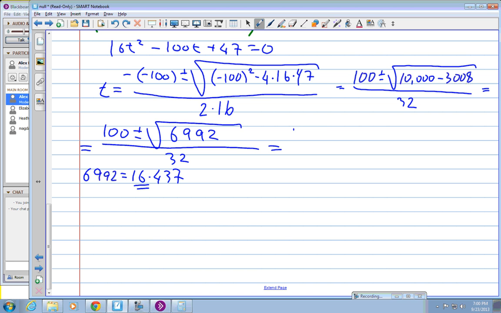So this is 100 plus or minus, take the square root of 16, which is 4, square root of 437. I'm not going to mess with 437. It feels like a prime. Does it feel like a prime number to you? No? But it's very hard to identify prime numbers. You know that? It's really hard to recognize a prime number. Or maybe it's not. I don't know.